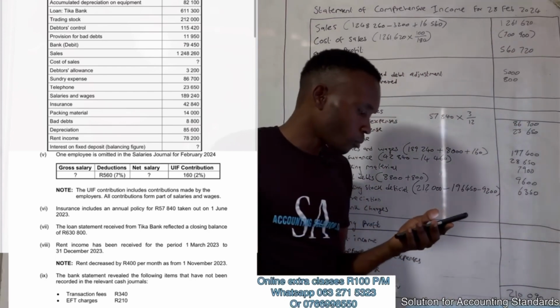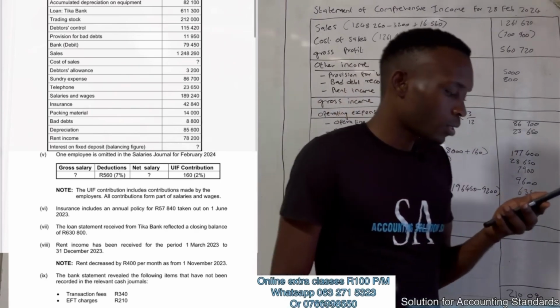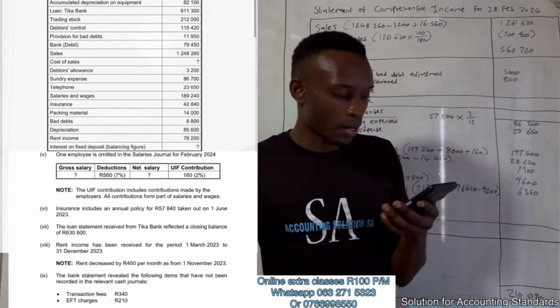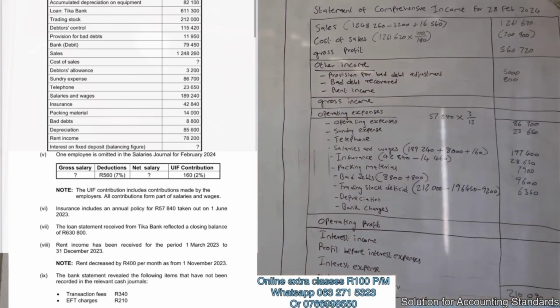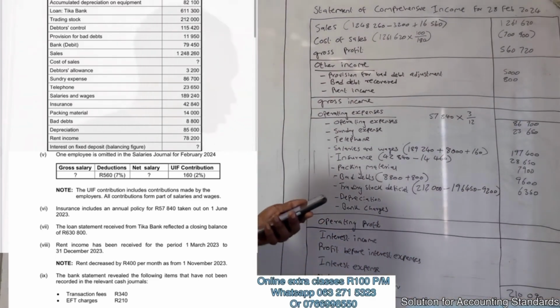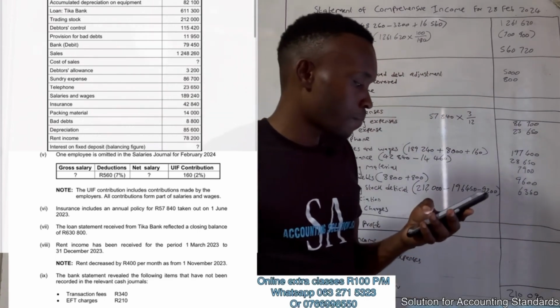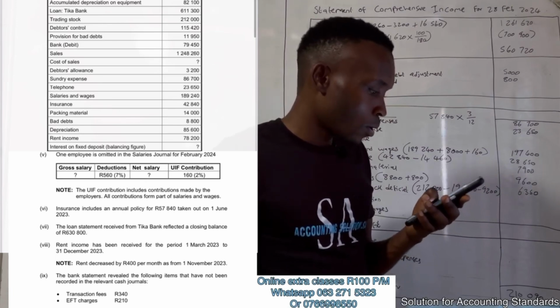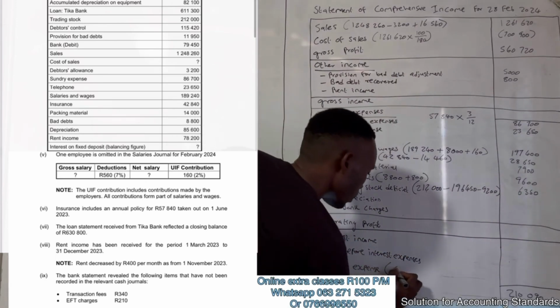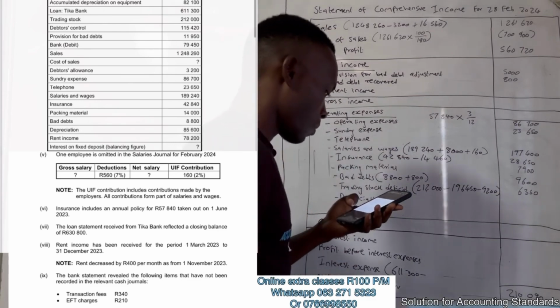Okay, moving to the next one. The loan statement received from the GAAP Bank reflects the closing balance of 630,800. So how are we going to deal with this one? The loan is the one that is going to help us to calculate interest. At the beginning, guys, our loan was 611,300. We have to compare with the balance at the end and see how much it was.